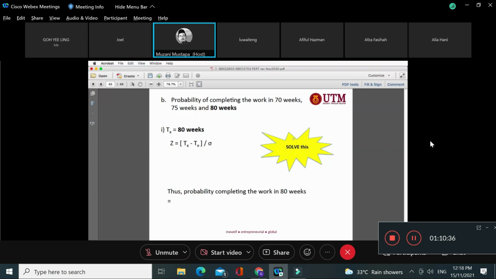So solve this, right? Give your answer as a take-home exercise. Okay. Any question? Any question on this? So we complete the PERT topic today.